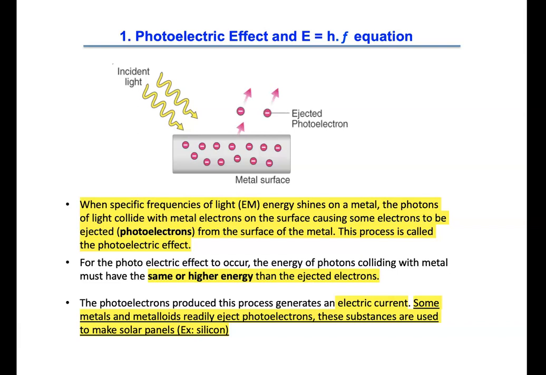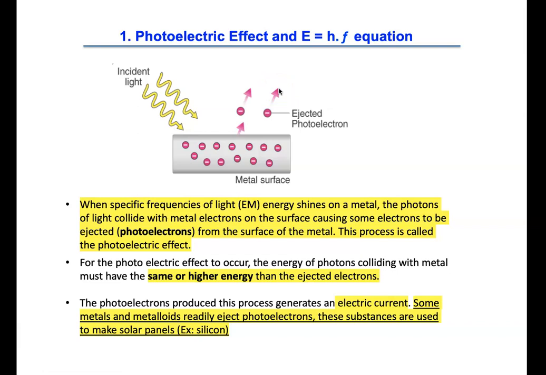So you should write this down in your notes. When specific frequencies of light, electromagnetic energy, shine on a metal surface, the photons of light collide with metal electrons on the surface, causing some electrons to be ejected, kicked out. These are called photoelectrons. Here are the photoelectrons. This process is called the photoelectric effect.